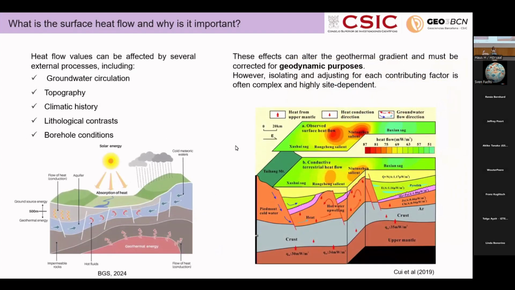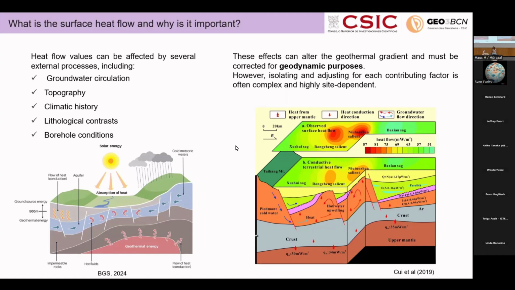As we were talking before, somebody commented that heat flow values can be affected by a lot of external processes like groundwater circulation. In places where you have cold water going down, we will measure lower surface heat flow. Meanwhile, in places where the circulation is going up, it will affect the temperature gradient, measuring higher values of surface heat flow.